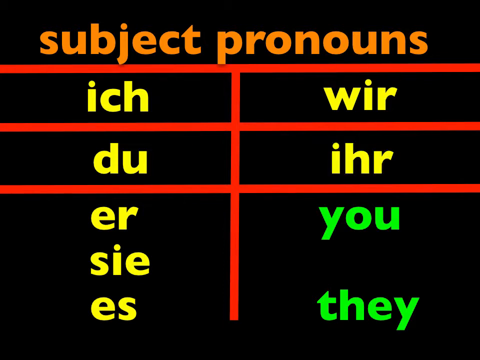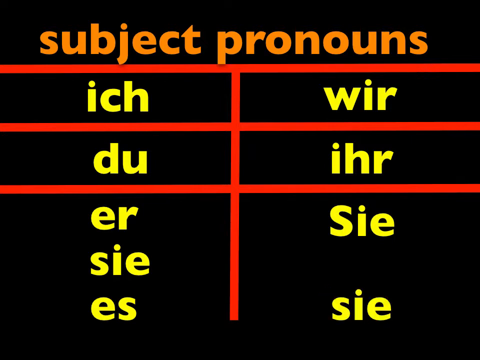Our next word is yet another way to say you. This is a formal way to say you, whether talking to one or more than one person. You never use this talking to a child, a family member, or a friend. Repeat the word sie. Notice that this formal way to say you is always capitalized. And now repeat the word for they, sie.